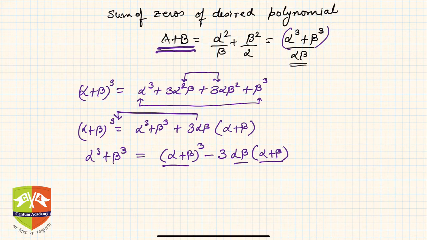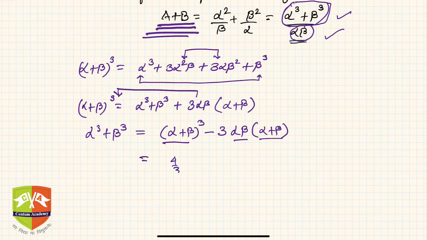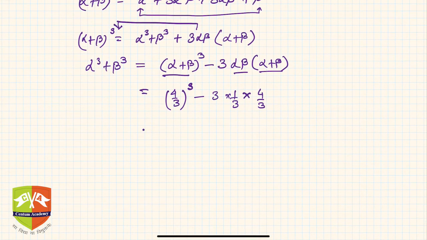So basically we were trying to find out the value of this, and alpha beta is already known. So if we know these two values, we will know the sum of the zeros of the new polynomial. So now we know, alpha plus beta is how much? 4/3. So we can write this as (4/3) cubed minus 3 times 1/3 times 4/3. Isn't it? Alpha plus beta was 4/3. So hence, what is this value?